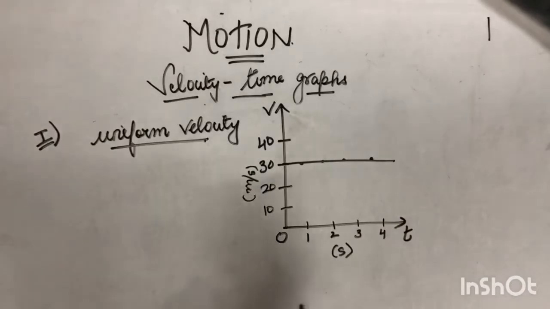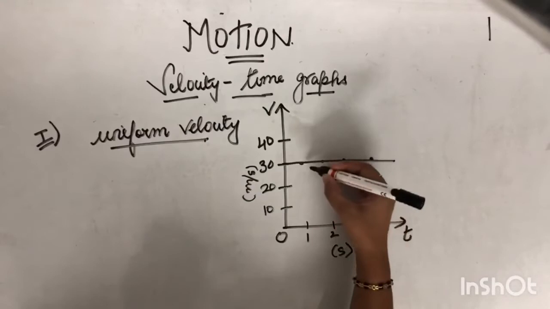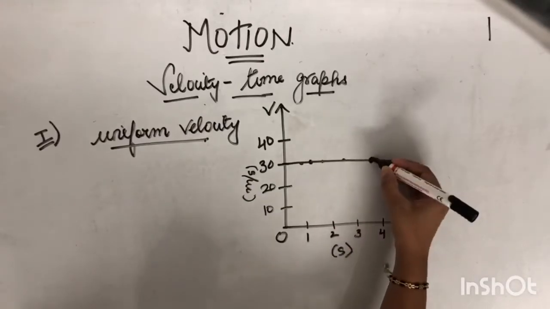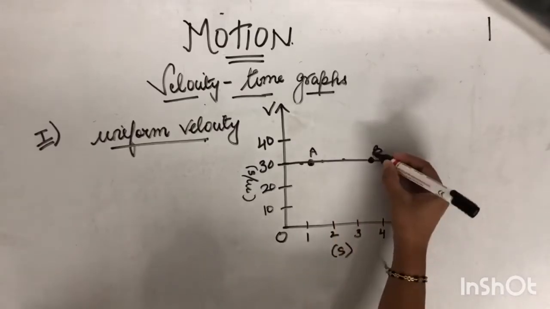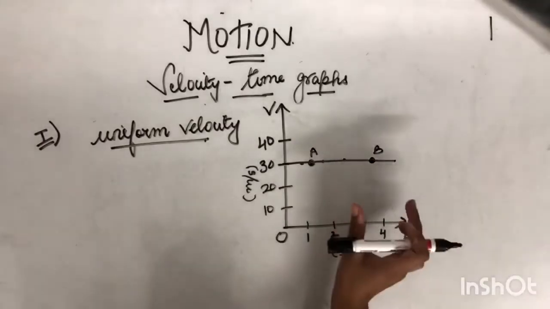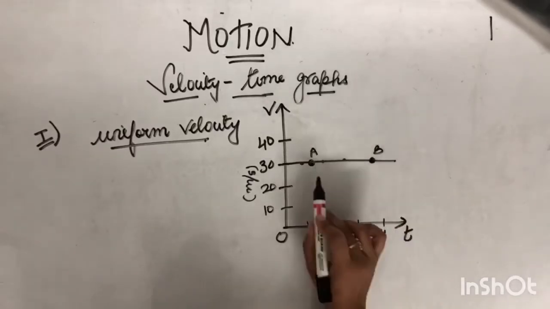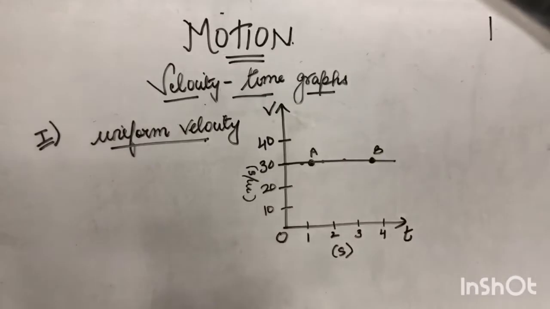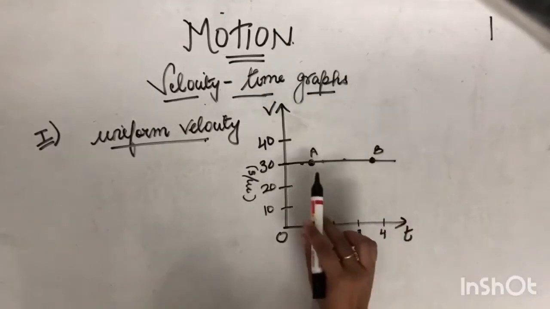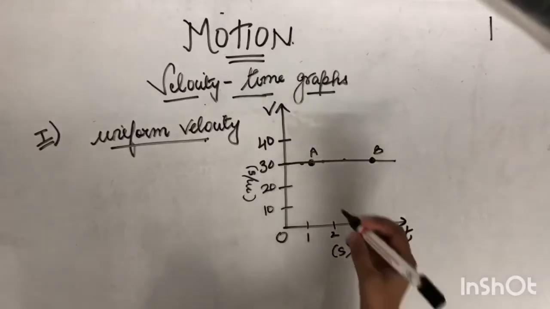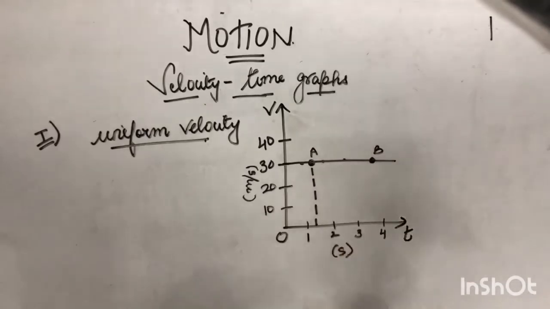Now you have to find the displacement covered by the body. So we'll take two points, any two points, A and B. It means we will find the displacement covered by the body during this motion from point A to point B. So the first step is you have to take a portion of the graph. We have taken AB. The second step is you have to draw perpendiculars to the x-axis.